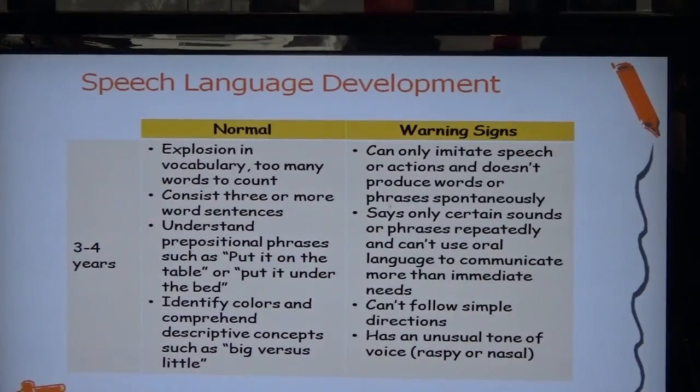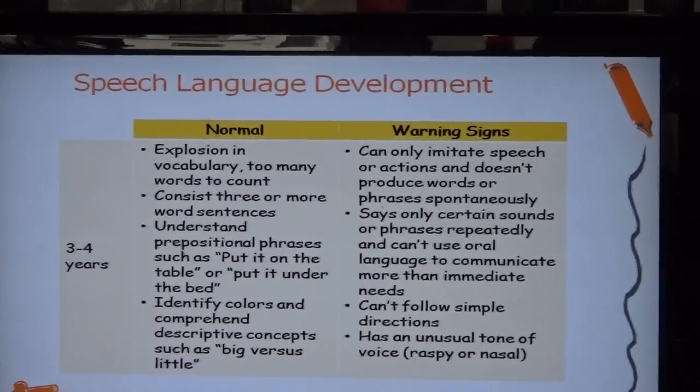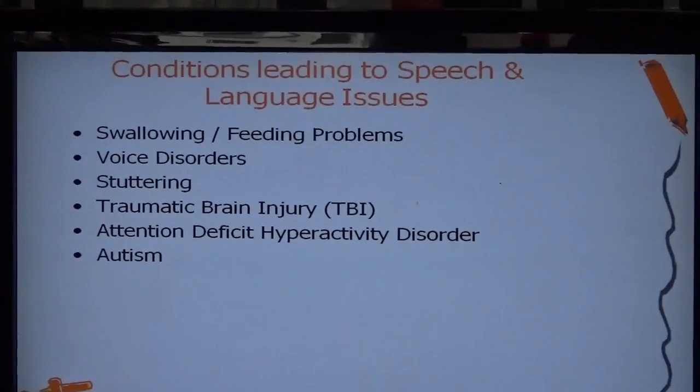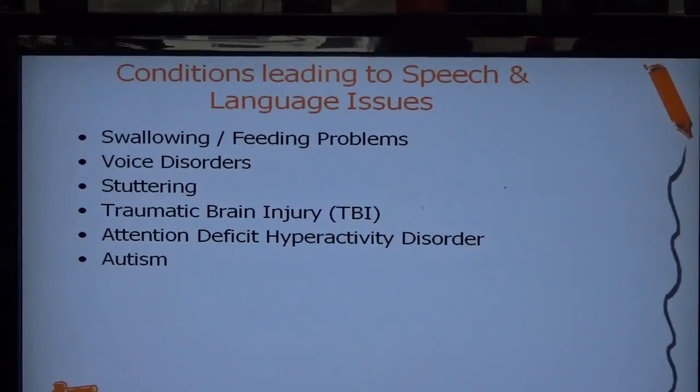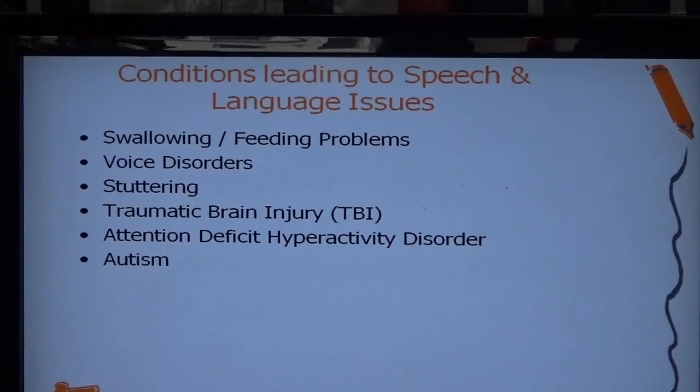And by 4 years, there should be this big explosion in vocabulary. You see new words being added every day. They should have long sentences, 3 or more words. They should understand prepositions. They should understand colors and size concept. So all this should come by 4. Sometimes in India, people expect it a little earlier, but the normal age limit is 4.